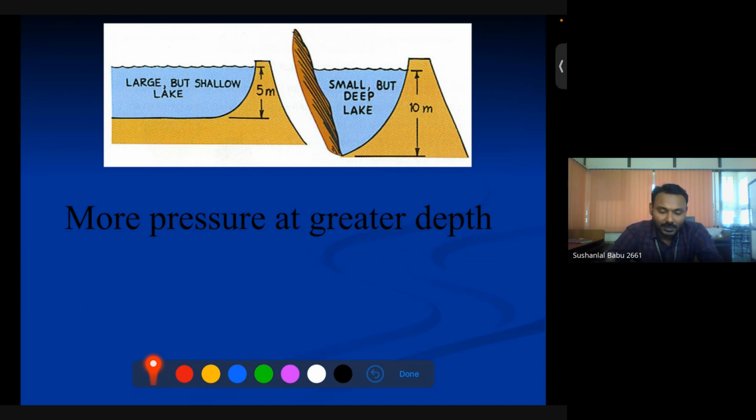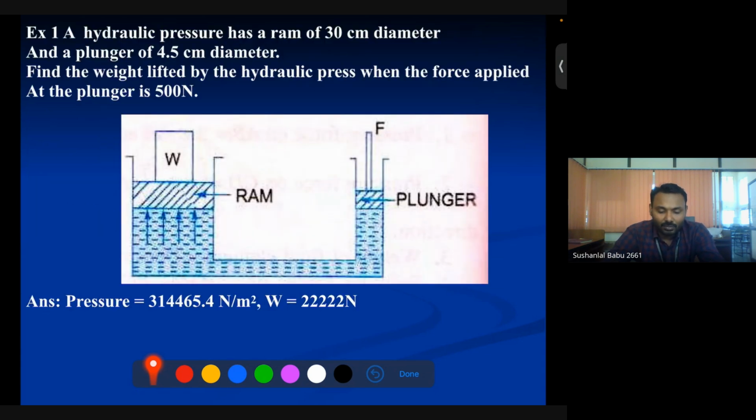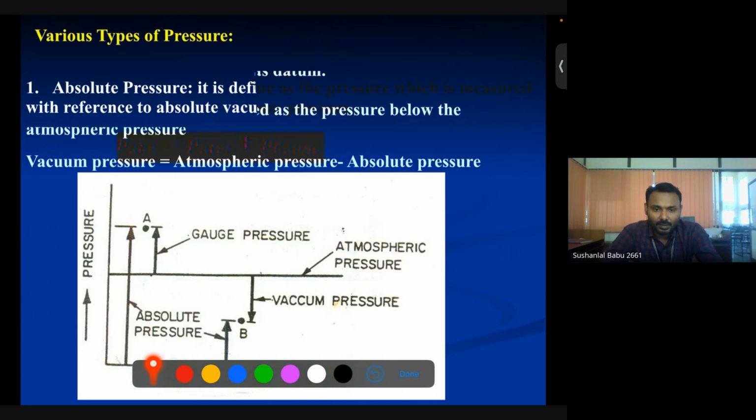Okay, fine. Now there is a problem. So finally, we reached where the atmospheric pressure, gauge pressure, absolute pressure and vacuum pressure are differentiated. How can we differentiate these things?